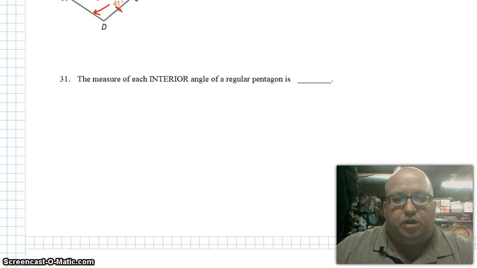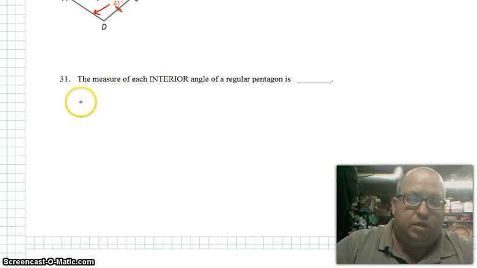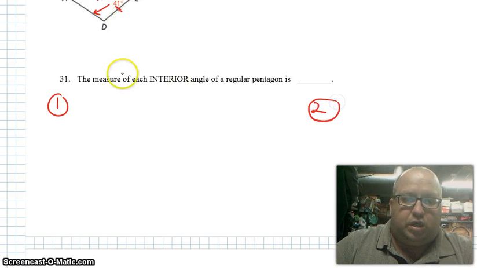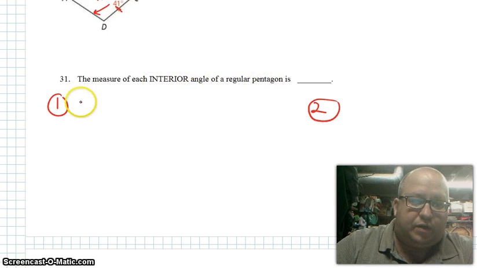Measure of each interior angle of a regular pentagon. All right, there's 2 ways to do this. The first way is find the sum of the interior angles of a regular pentagon. A pentagon has 5 sides. The formula is n minus 2 times 180.